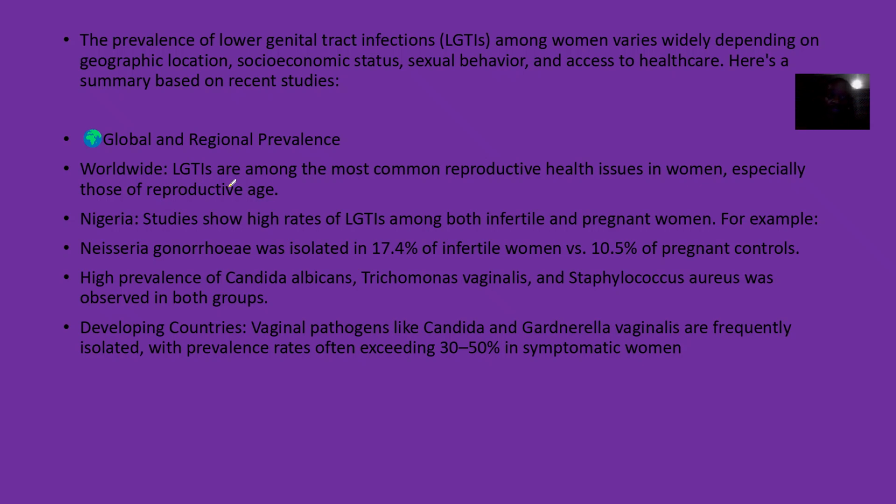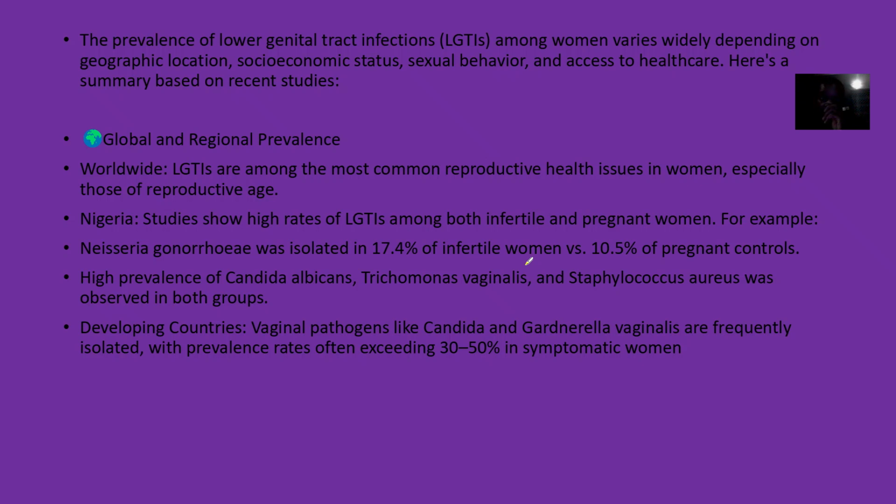So for global and regional prevalence, we said that they're actually the most common reproductive issues in women, especially women that have hit the reproductive age. Then in Africa, studies show there are high levels of lower genital tract infections among both infertile and pregnant women. Neisseria gonorrhea was isolated in about 17.4% of infertile women and 10.5% of pregnant women.